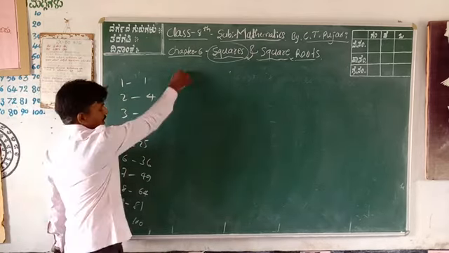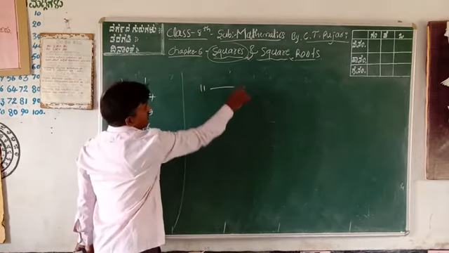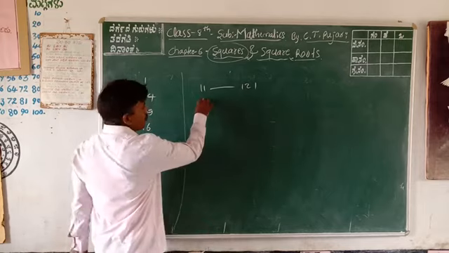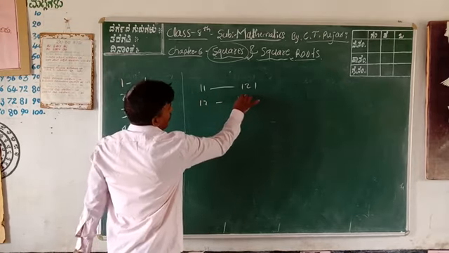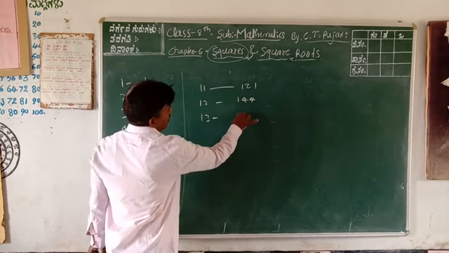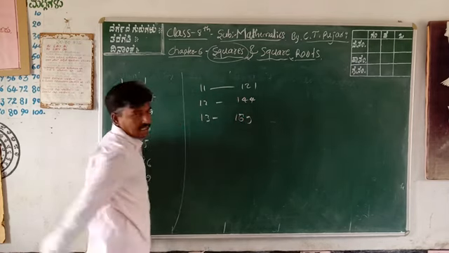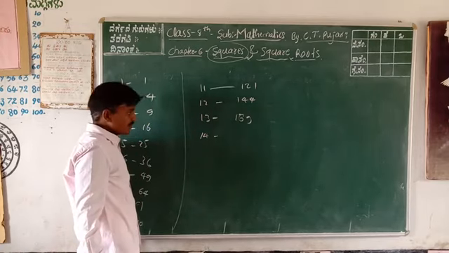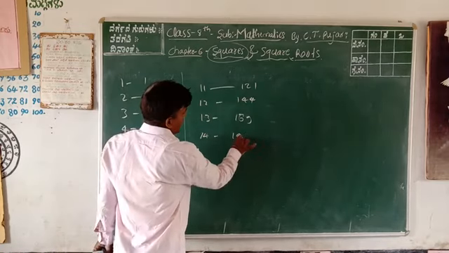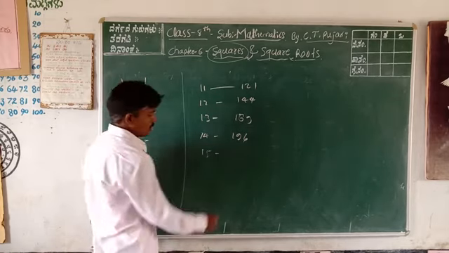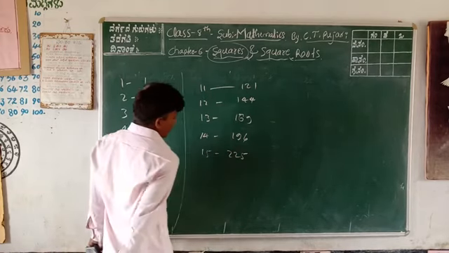What about next? 11. 11 square number is 121. What about next? 12 square number is 144. 13 square number is 169. What about next, 14? 14 square number is 196. Next 15. 15 square number is 225.